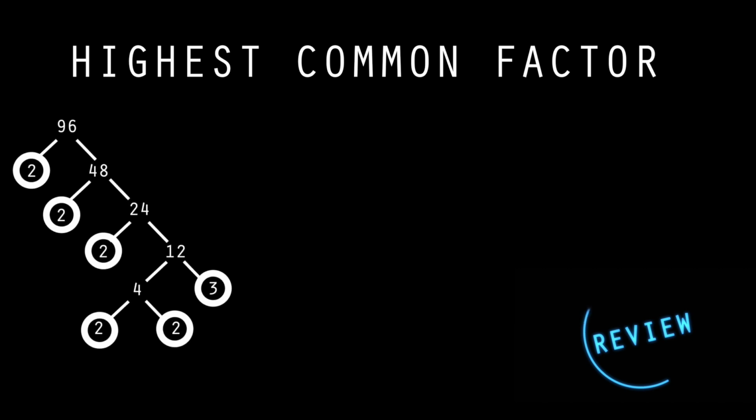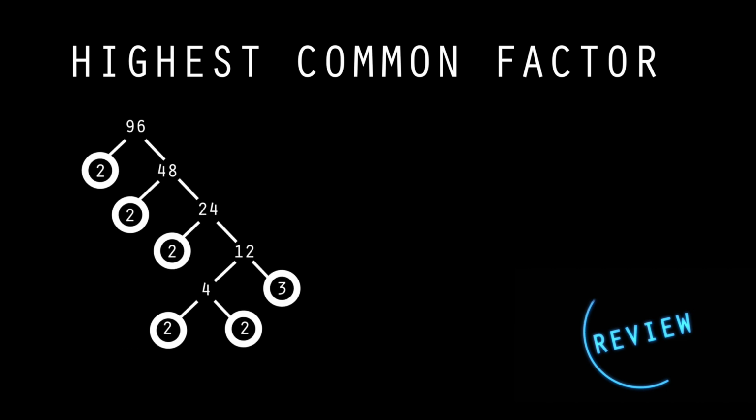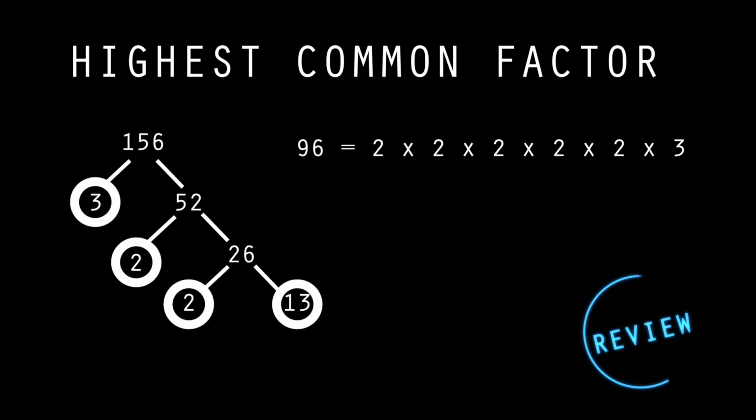96 breaks down into 2 times 48, which is 2 times 24, which is 2 times 12, which is 3 times 4, which is 2 times 2. So that's 2 times 2 times 2 times 2 times 2 times 3. 156 breaks down into 3 times 52, which is 2 times 26, which is 2 times 13.